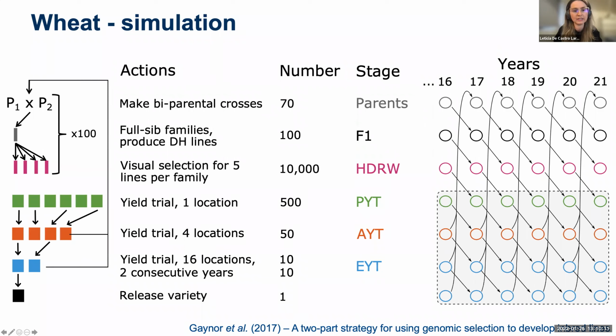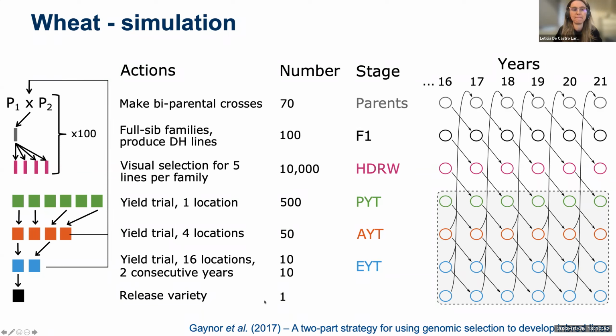So in the advanced wide trial, we evaluated the lines in a small multi-location replicated trial with 4 repetitions, and the trait heritability was 0.5. In the elite wide trial, we evaluated the lines for 2 consecutive years in a large multi-location replicated trial with 16 locations, 16 repetitions, and the trait heritability was the highest one, 0.67. By the end of the breeding program, just one variety is released.